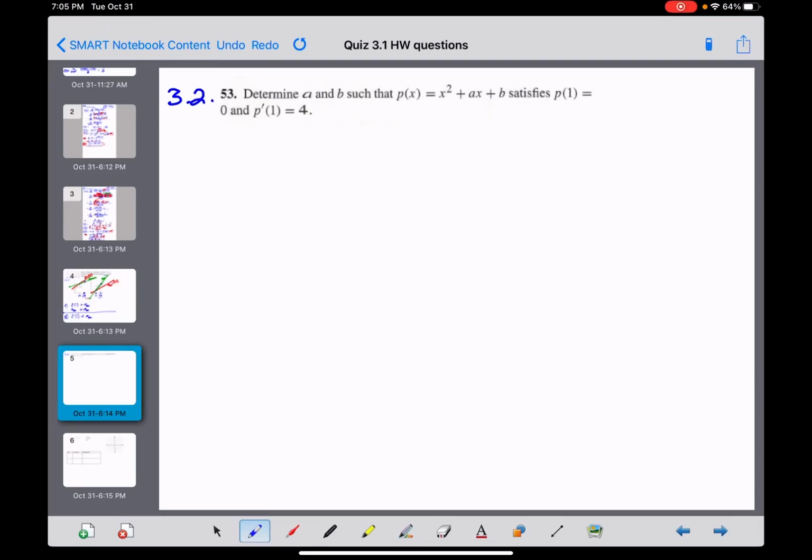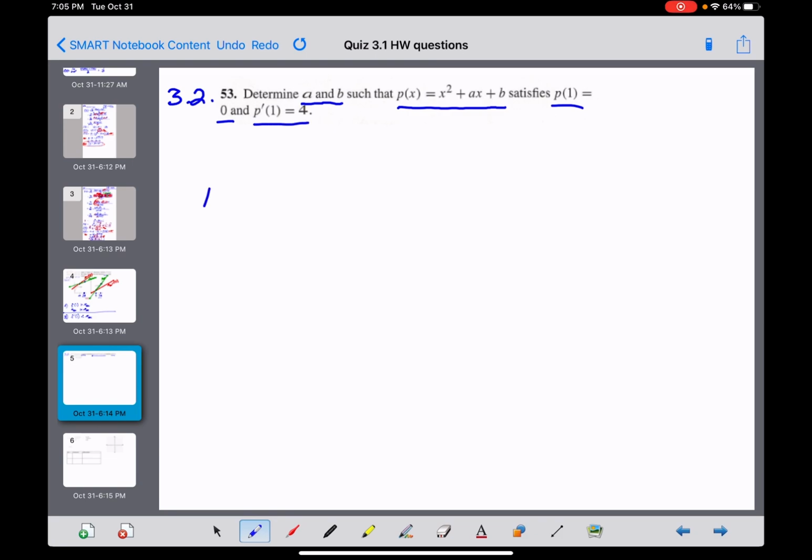Number 53 here is a cool little problem in 3.2. Sorry for how that printed out. It says determine the values basically just of a and b such that p of x is given to us by this function here, x squared plus ax plus b, and it has to satisfy two important pieces of information. P of 1 has to equal 0 and p prime of 1 has to equal 4.